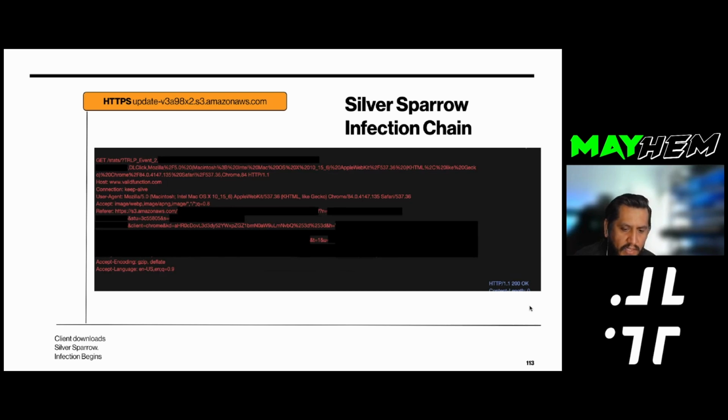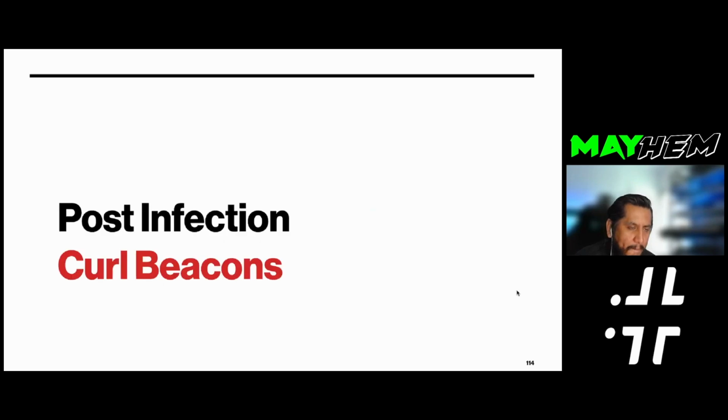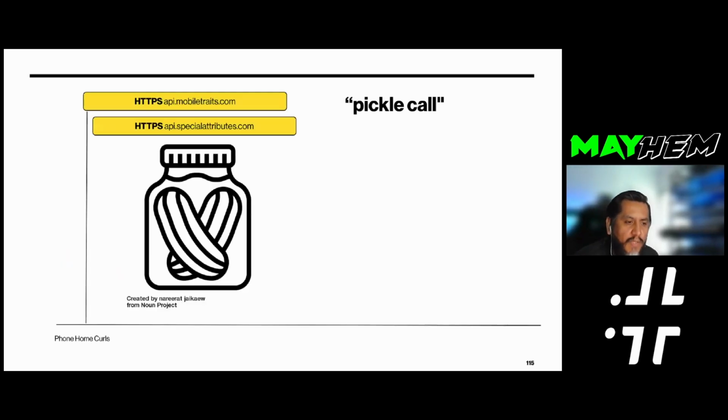When you download the malware, this is some of the connections that you will see. You can see here the 200 OK, so basically you are now being infected. As you are then later infected, the malware, and this is the part that made it very interesting, is going to start doing some curl beacons.